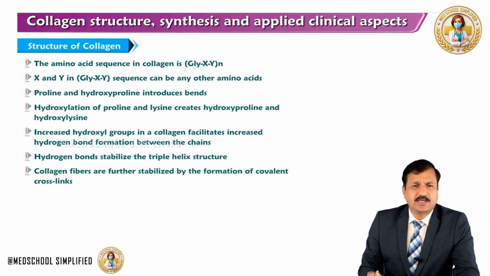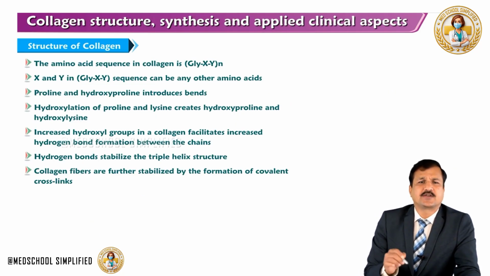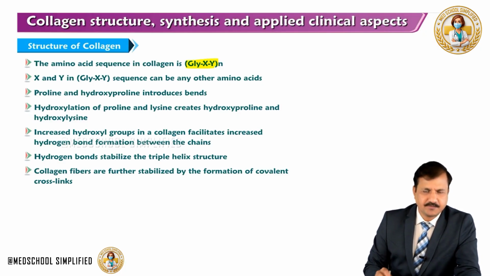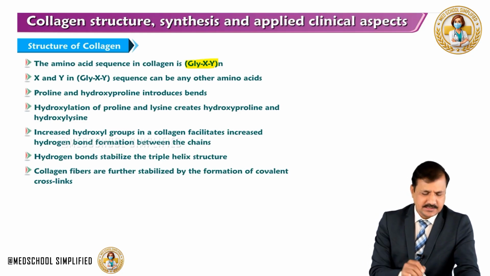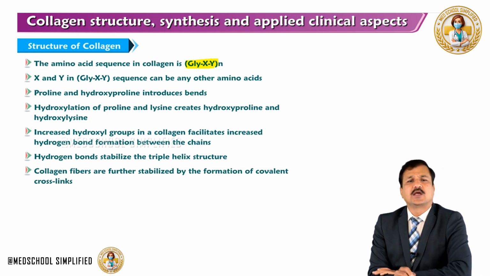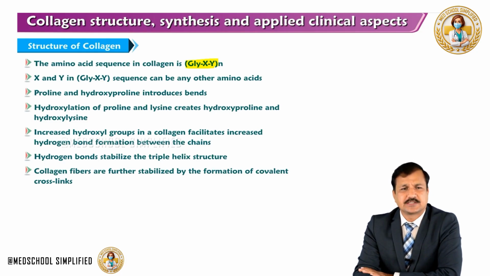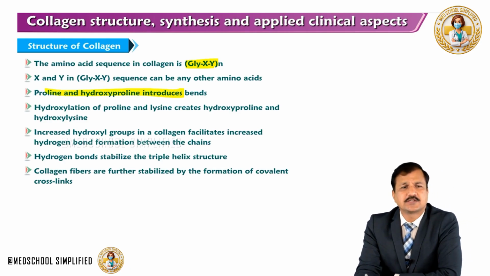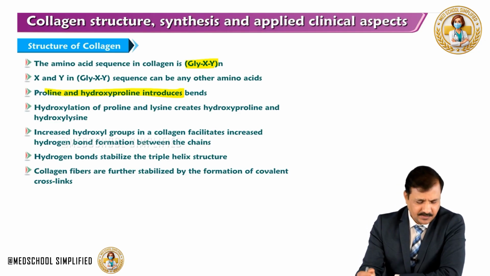As I was explaining in the previous slide, the amino acid sequence in a collagen molecule follows the glycine-X-Y n number of times sequence. X and Y in this glycine-X-Y can be any other amino acids. In that, proline and hydroxyproline can be around 100 amino acids each. Proline and hydroxyproline introduce bends in an alpha chain, and glycine beside this proline and hydroxyproline can be well accommodated because of its smallest side chain, which is just H.